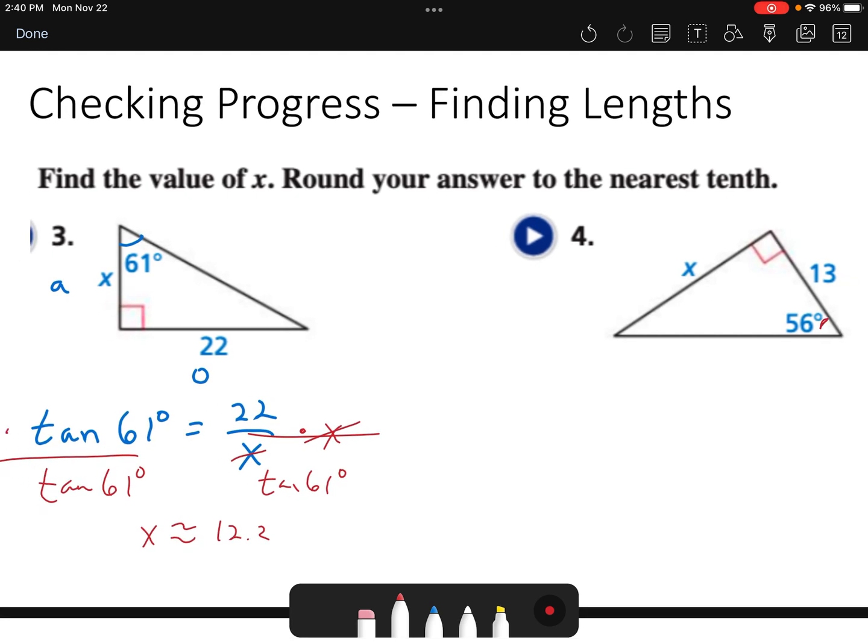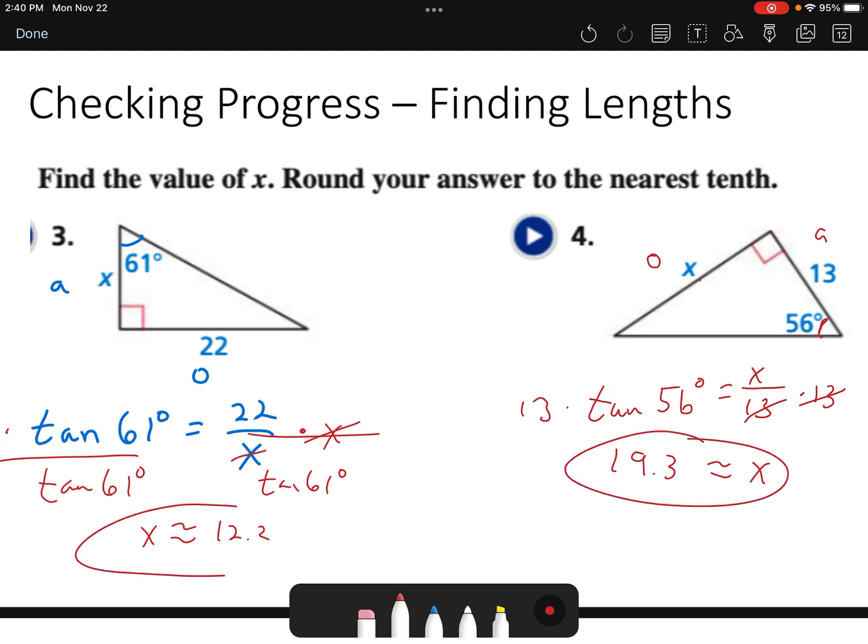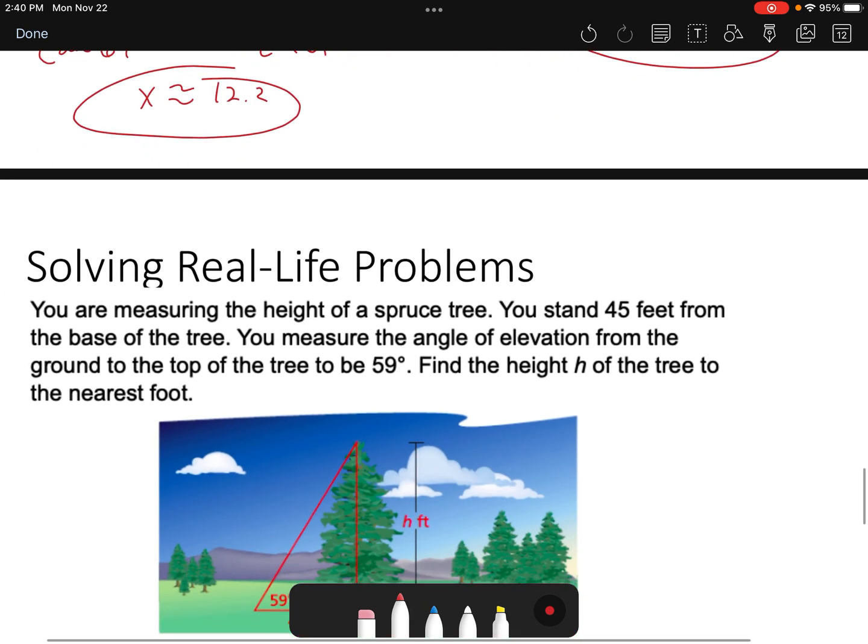Okay, now 4 is actually easier. 56, x is now our opposite, and 13 is our adjacent, so tangent of 56 equals x over 13. Now don't multiply by x. Multiply by the denominator just like we did before. Well, the denominator is 13. So now all I have to do is take 13 times tangent 56, and I have my answer. There's no dividing involved, and it's about 19.3. So that's how we find lengths using the tangent ratio.